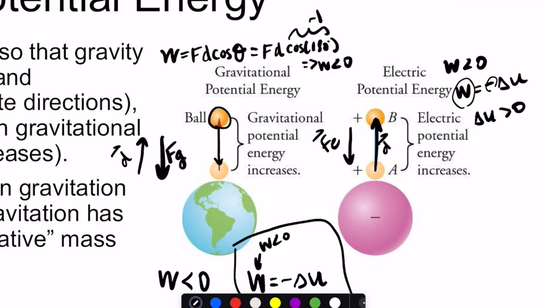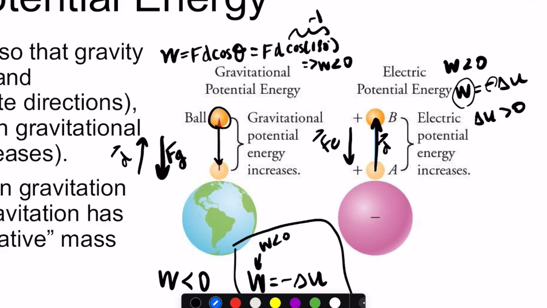So we will never see a force vector pointing up for gravity, right? We'll never see that. We'll never see another massive object repulsed from another. However, in electric fields, you do have that opposite situation.